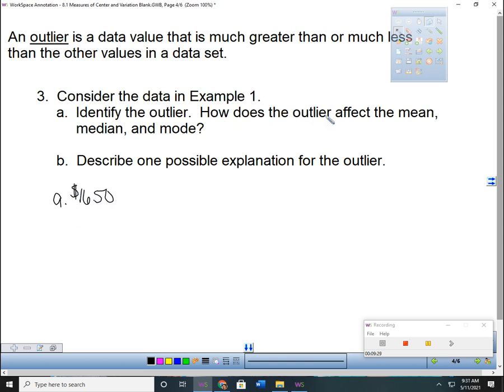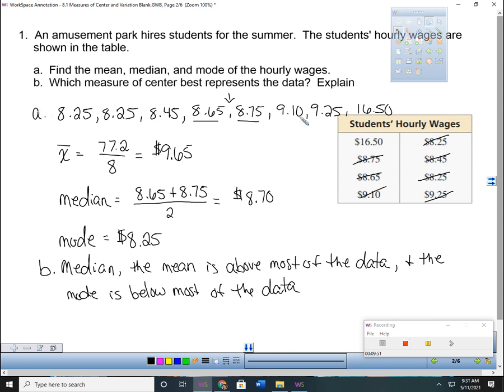And then it says, how does the outlier affect the mean, median, and the mode? Well, in order to figure that out, we would have to remove the outlier and see how our data shifts. All right? So we need to find the average of that set of numbers without the 16.50. So when I added them all together, I got 77.2. I want to take out the 16.50. So if you take out the 16.50, that would be 77.2 minus 16.5. That's going to give me 60.7.